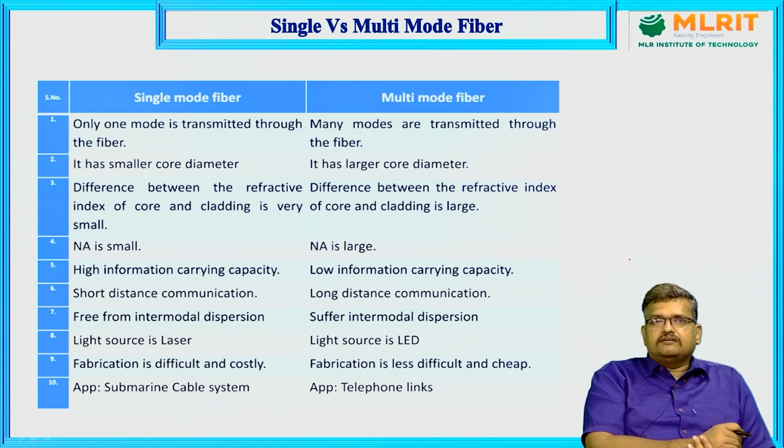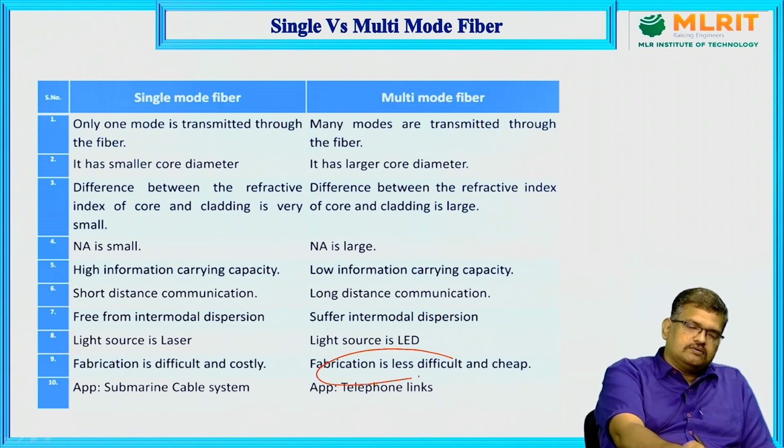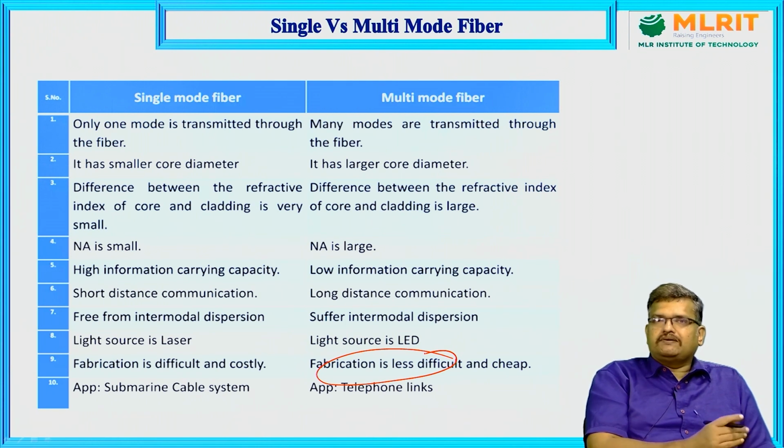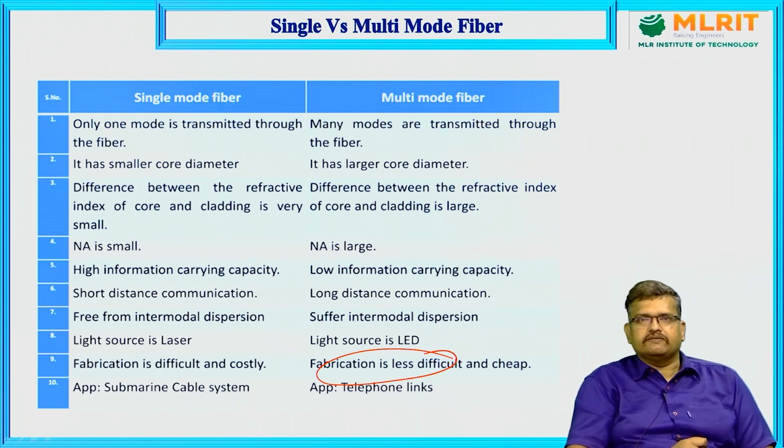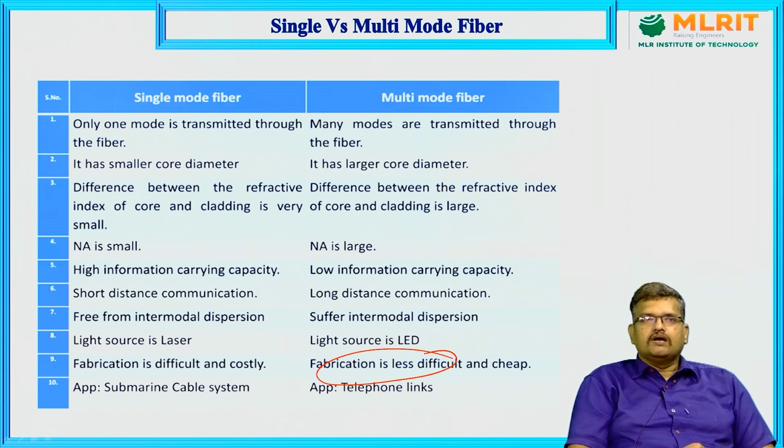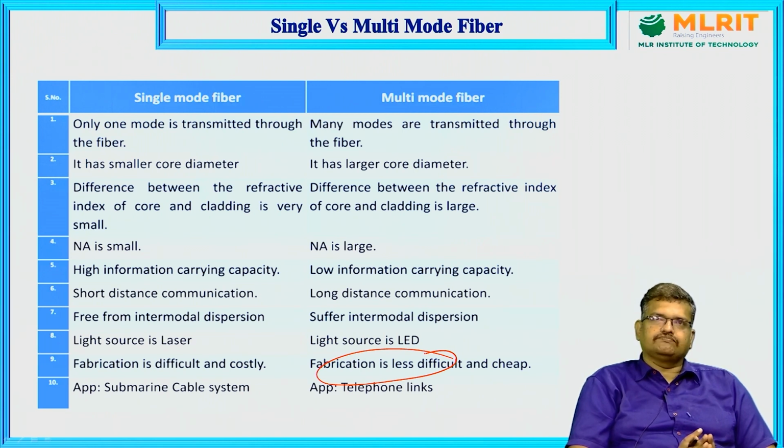Another point is based on construction. Fabrication is difficult and very costly for single mode fibers. But in multimode fiber, because the core diameter is high, manufacturing is much less difficult and also very cheap. Coming to applications: single mode fiber can be used in submarine cable systems, and multimode fiber can be used in telephone links. So these are the major differences between single mode and multimode fibers.